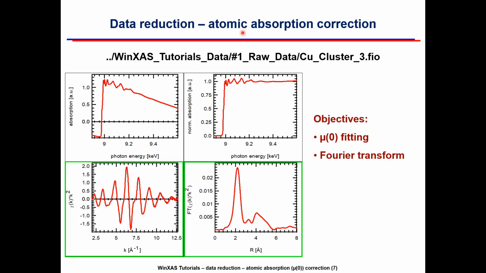Coming next is the hands-on session. Objectives will be the atomic absorption correction using various procedures and Fourier transformation of the resulting chi of k function. The WinXAS spectra I will be using are included in the raw data folder of the tutorials data folder, which can be obtained from the WinXAS website. Given the importance of the atomic absorption correction, I encourage you to spend some time with the corresponding procedures and get a feeling for the effect of the various parameters.